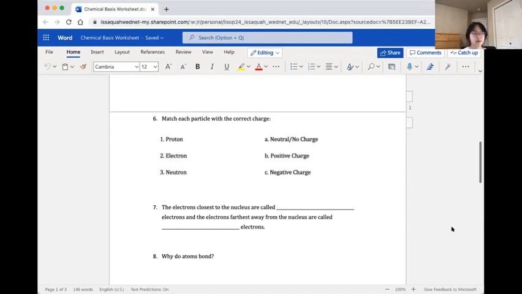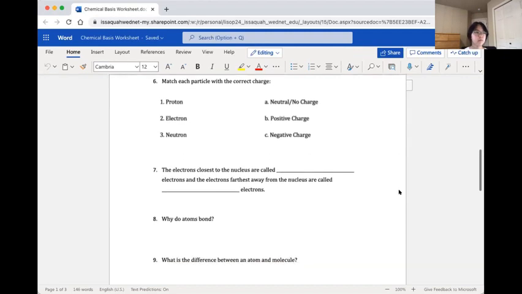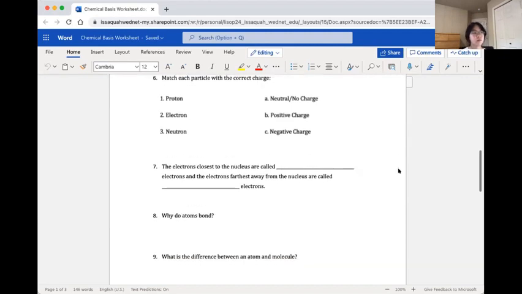It seems somebody's already typed in the answers. Like I said before, protons match with B, they have a positive charge. Electrons have a negative charge, which matches with C. And 3, neutrons sounds kind of like neutral, so they have no charge, they are neutral. And so next, the electrons closest to the nucleus are called blank electrons, and the electrons farthest away from the nucleus are called what electrons?